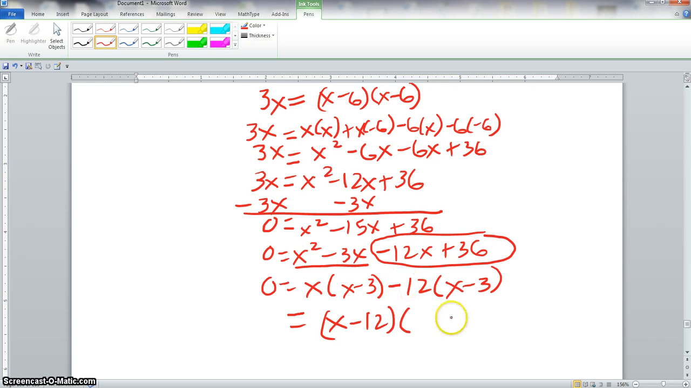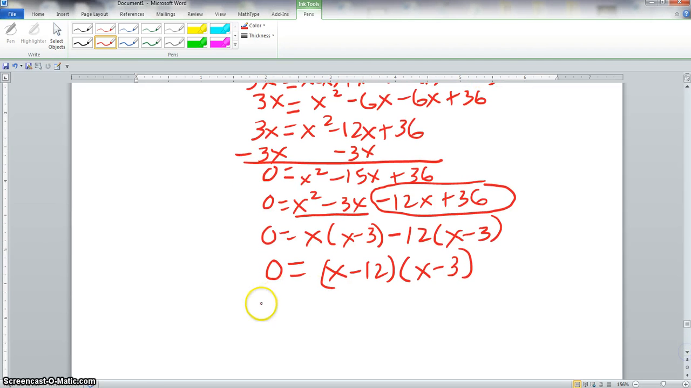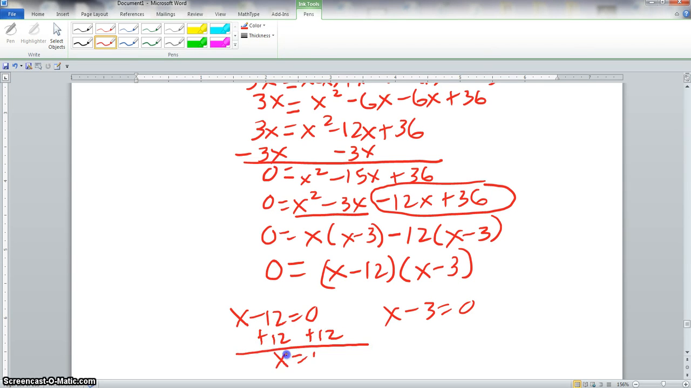And then a second parenthesis would be one of the two repeating parentheses. So now we would set both of these individual parentheses equal to 0. So we have x minus 12 equals 0 and x minus 3 equals 0. So we would add 12 on both sides, and x is equal to 12. Here we would add 3 to both sides, and x is equal to 3.